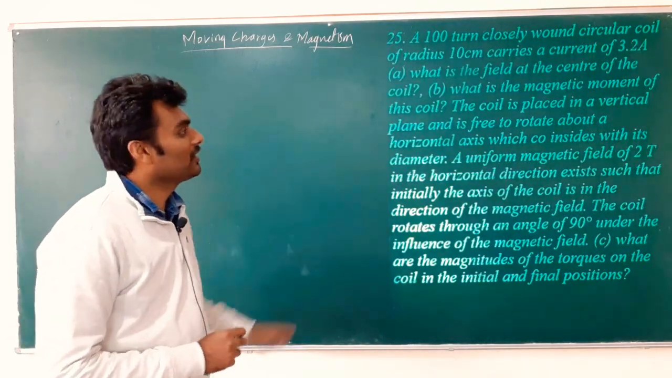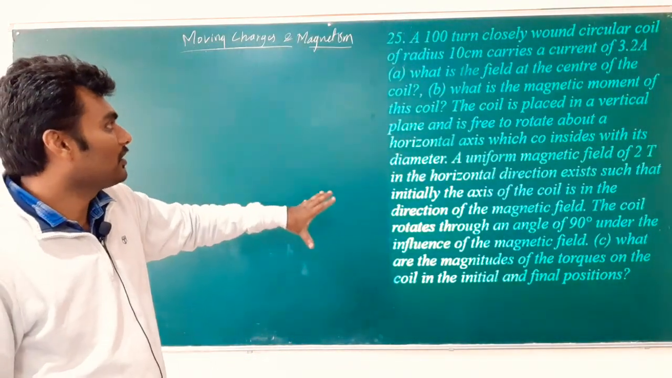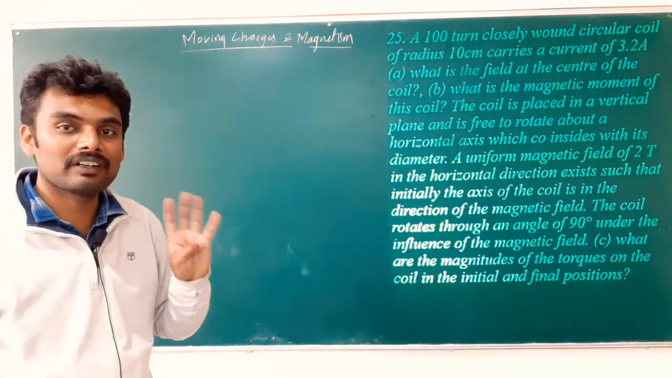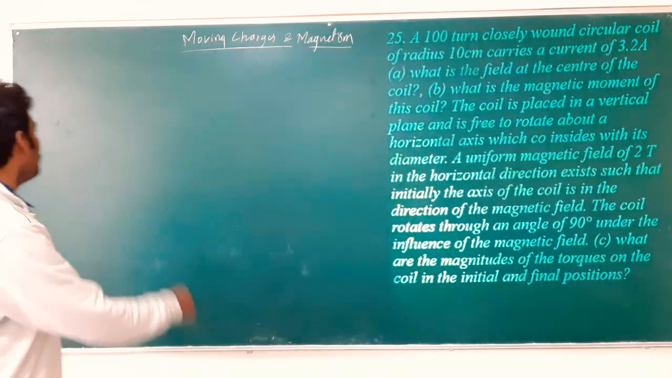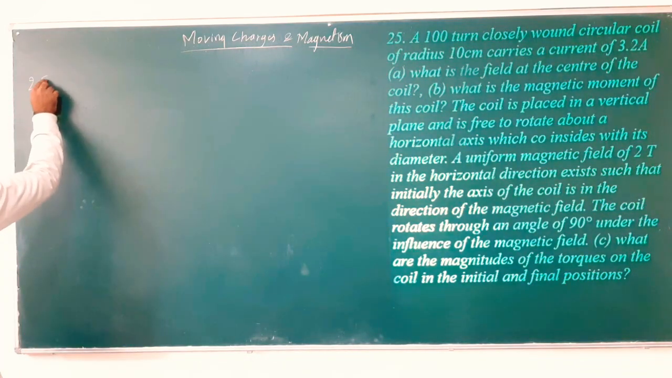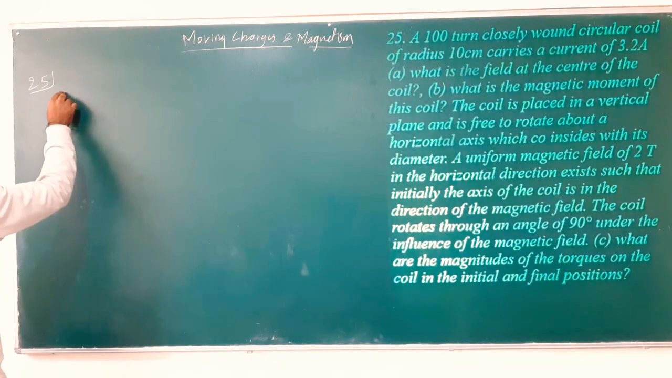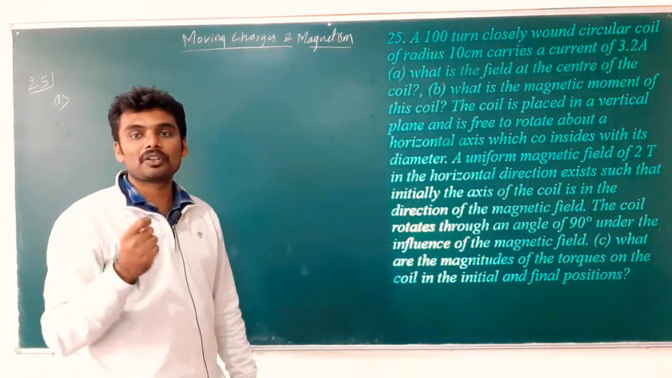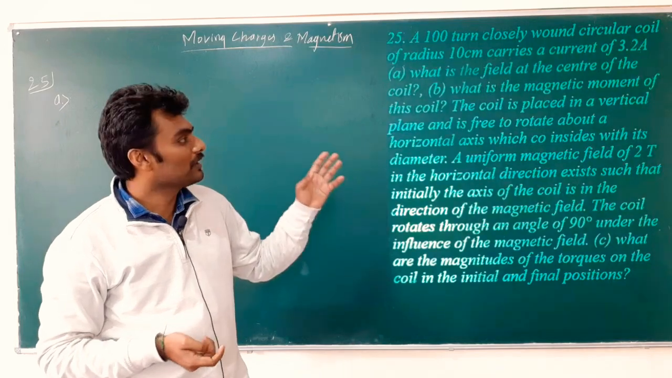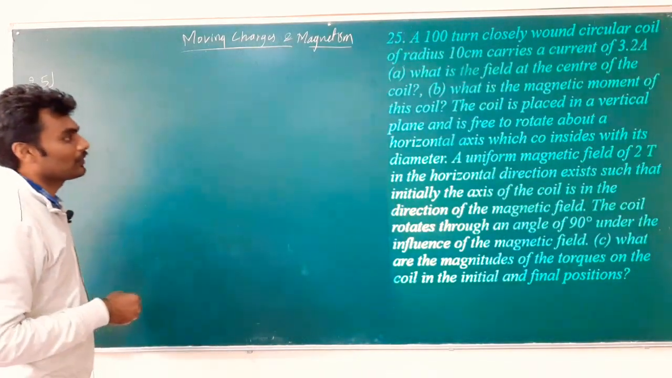So we have so many things to find here. In fact, 4 results have to be obtained. Let me go with the first one. So question number 25, part A asks us to get the magnetic field at the center of the coil.